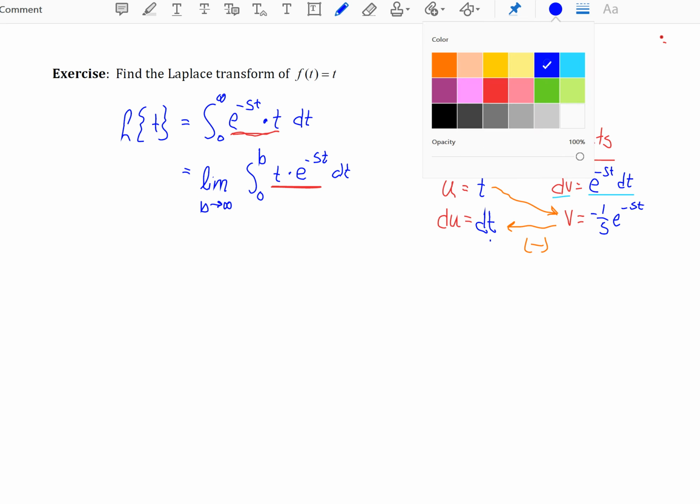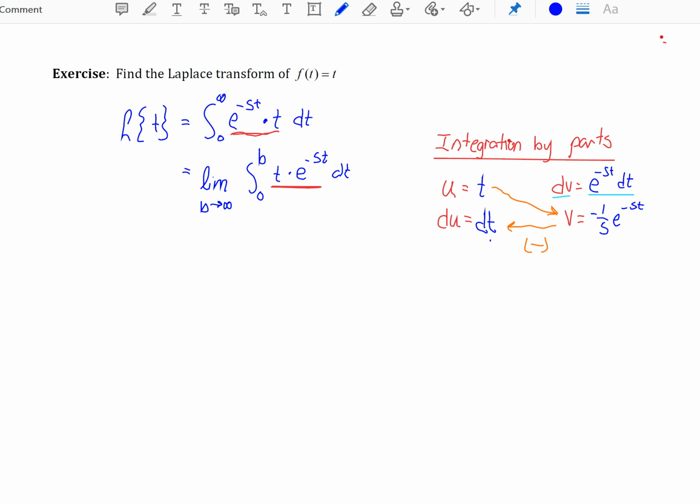So applying this to our original limit, our original integral, this is now going to be the limit as b goes to infinity. And it's going to be uv, so negative t over s e to the negative st, minus the integral from 0 to b of v du, so negative 1 over s e to the negative st dt.